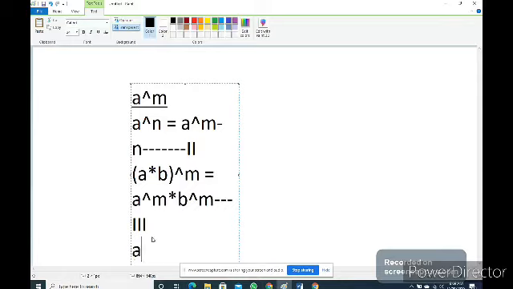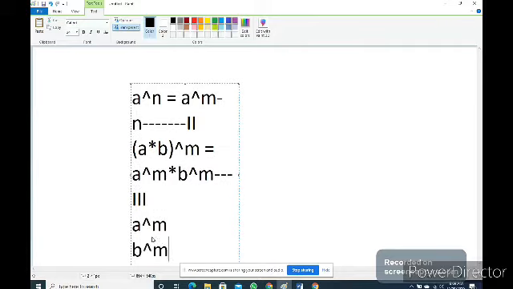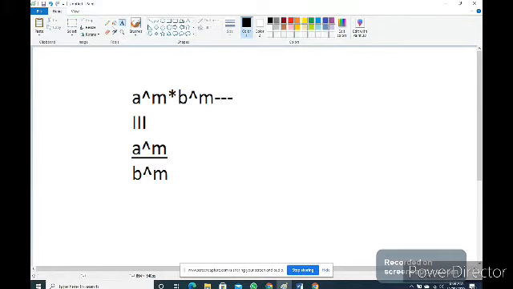Now you are given a to the power of m by b to the power of m. Okay, so when you are given this one, you need to write it in short like this. Which implies a by b whole to the power of m. This is the other law.